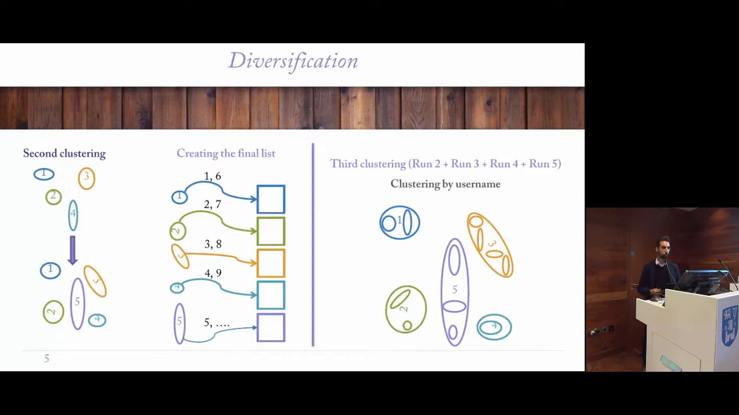Additionally, for the last 4 rounds, we added a third clustering based on the username inside each cluster. And each time that we are going to select a new image from a cluster, we make sure that we select images equally from different user groups.